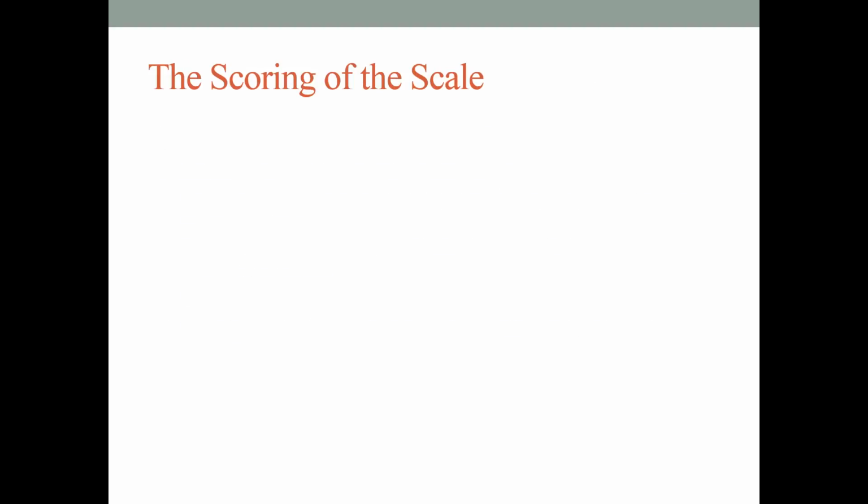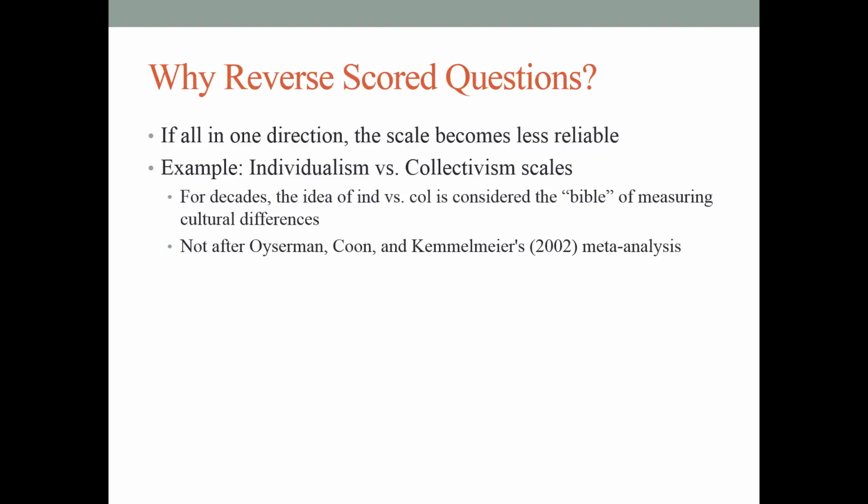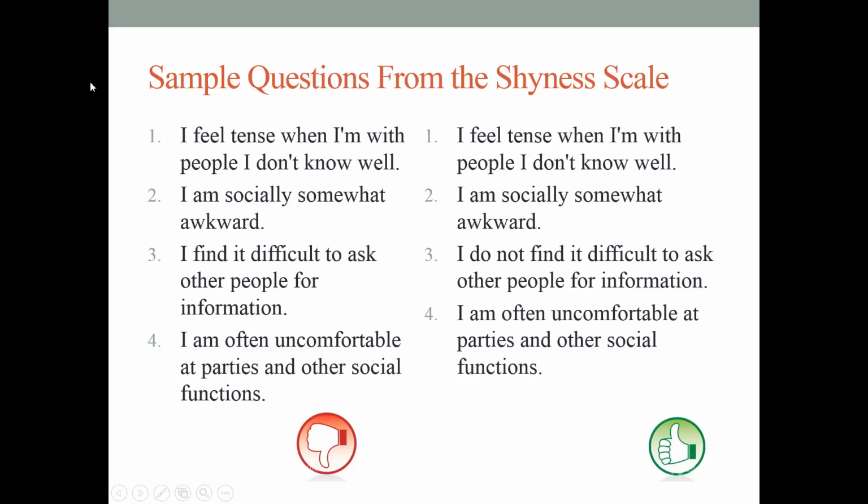Okay. Let me explain a little bit more. If the scale is in one direction, like this one, we find that participants who answer those questions tend to inflate their answers. They tend to just score every question like 5 or 1. They tend to become more extreme, agreeing more or disagreeing more. So you need to have some reverse questions to balance it.